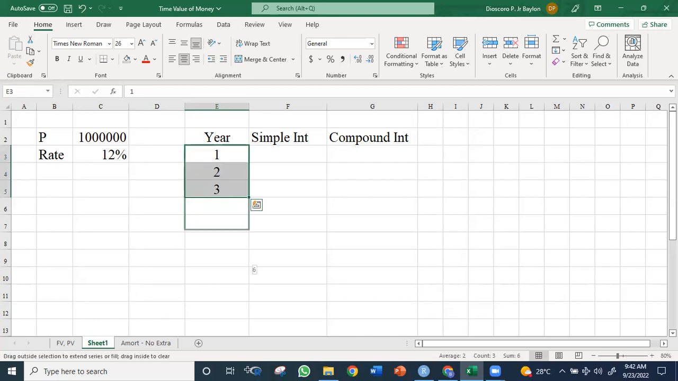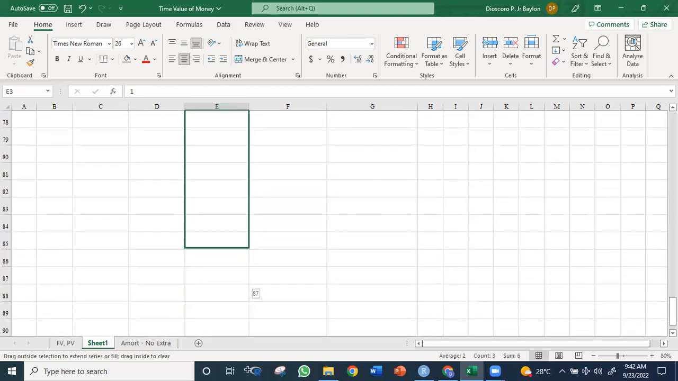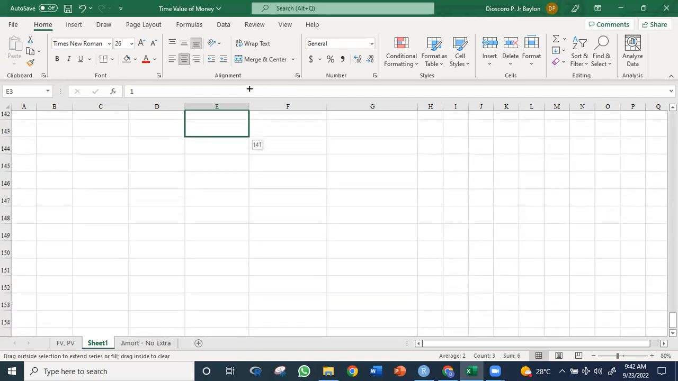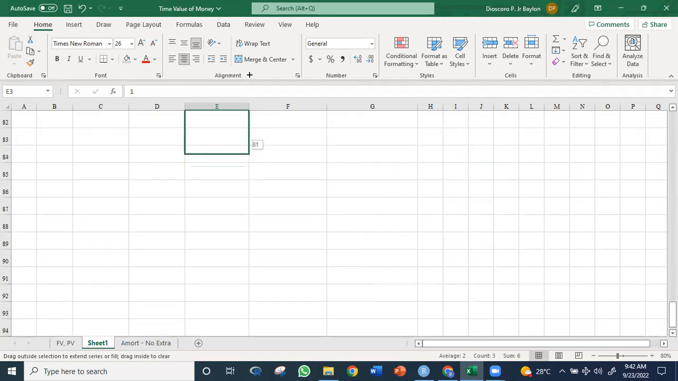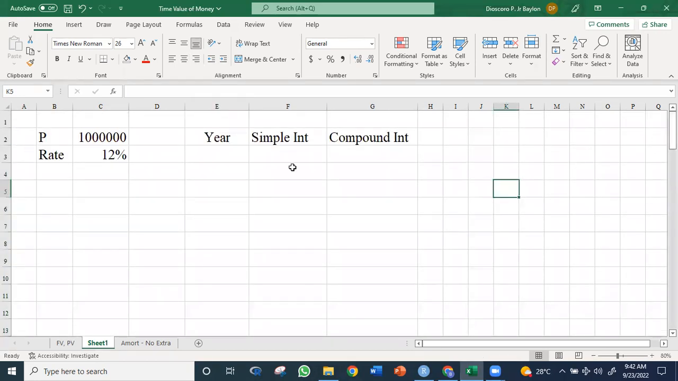But that can also be very difficult. See, it's quite difficult to drag it down up to 100. So let me delete that. What we can do is, under Home and then Editing, you see this one, Fill? You can use this Fill.